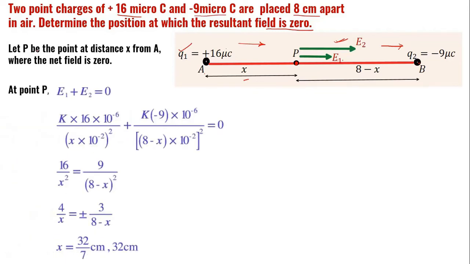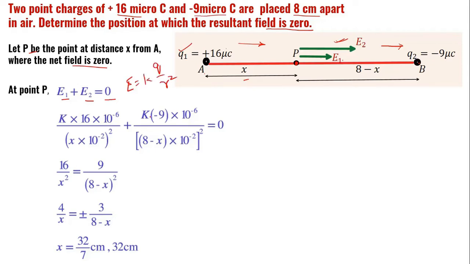If P is the point where the net field is 0, then at the point P we have E1 plus E2 equals 0. Why? Because E1 and E2 are pointing in the same direction, so when they add up, then only they will give us the net electric field as 0. Now again, the magnitude of E is equal to KQ by R square.